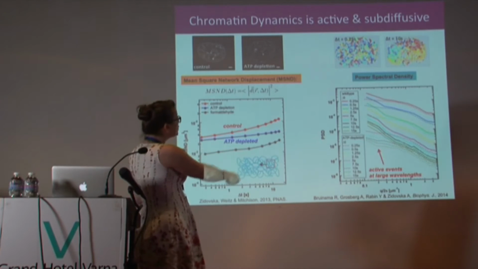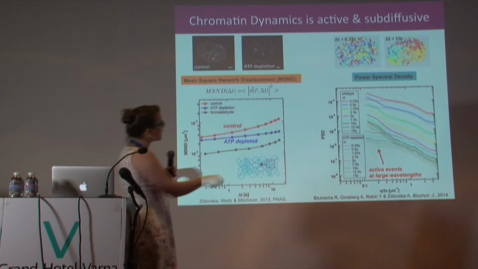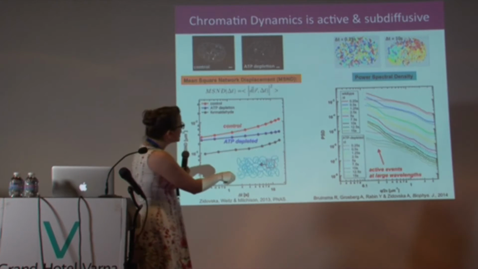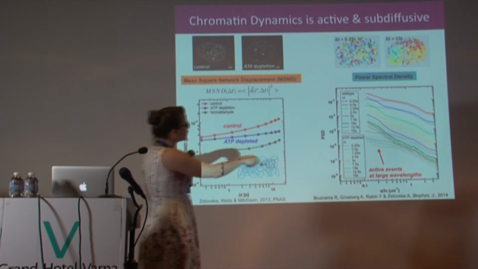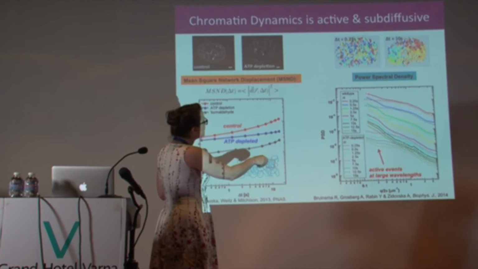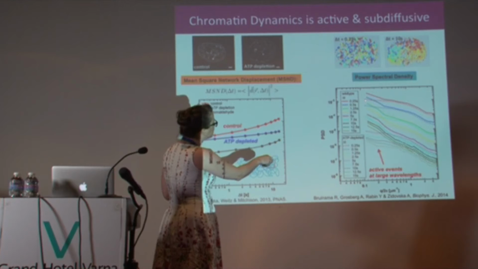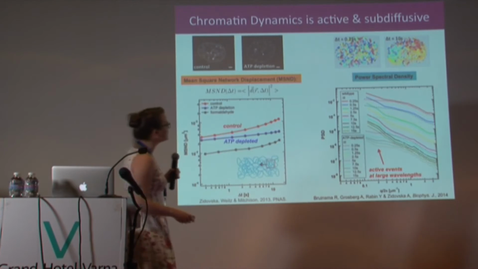Moreover, we can calculate the power spectral density of our fields. What I'm showing here is the calculation for both the wild type, the control cell, and the ATP depleted. Again, the colors correspond to different time scales, and the solid lines are the healthy cell, the dashed lines are the ATP depleted.